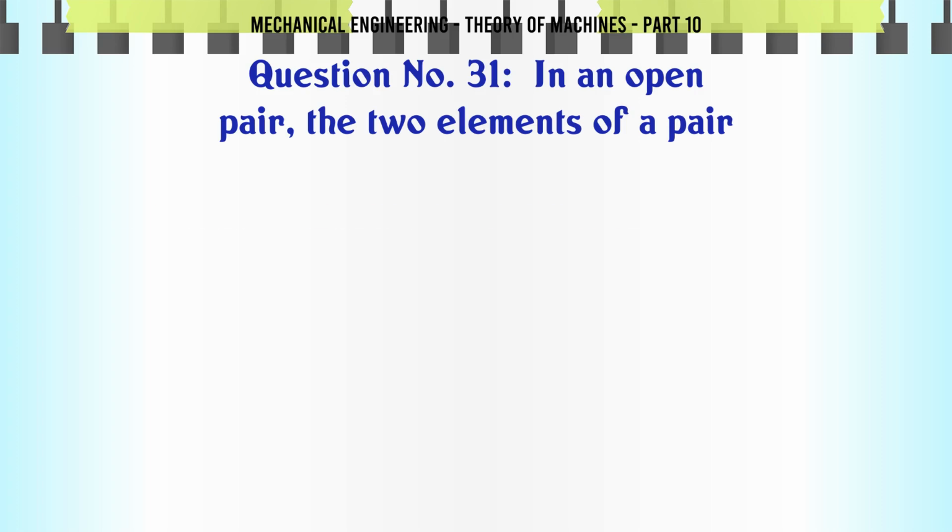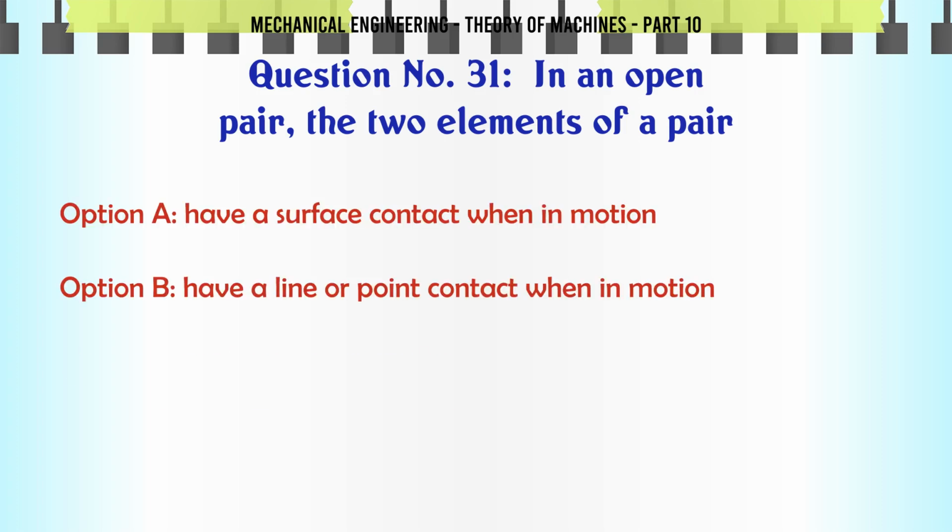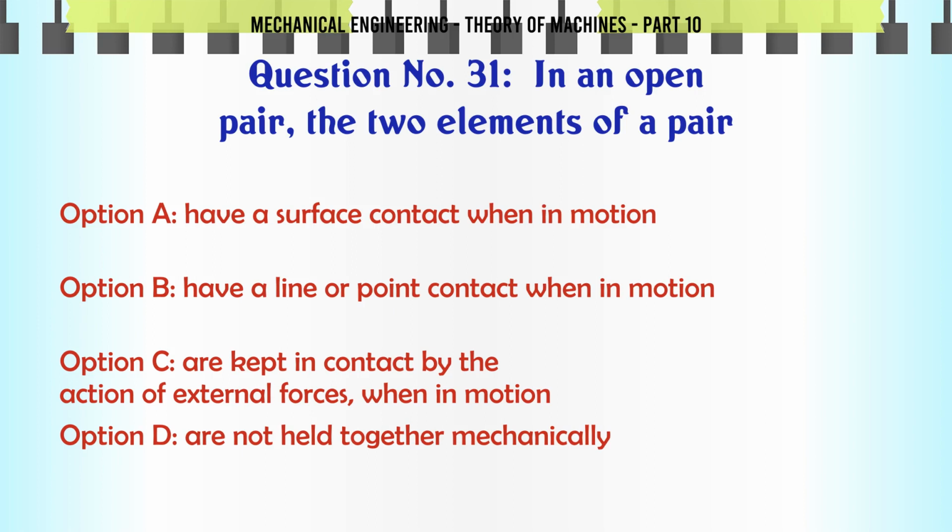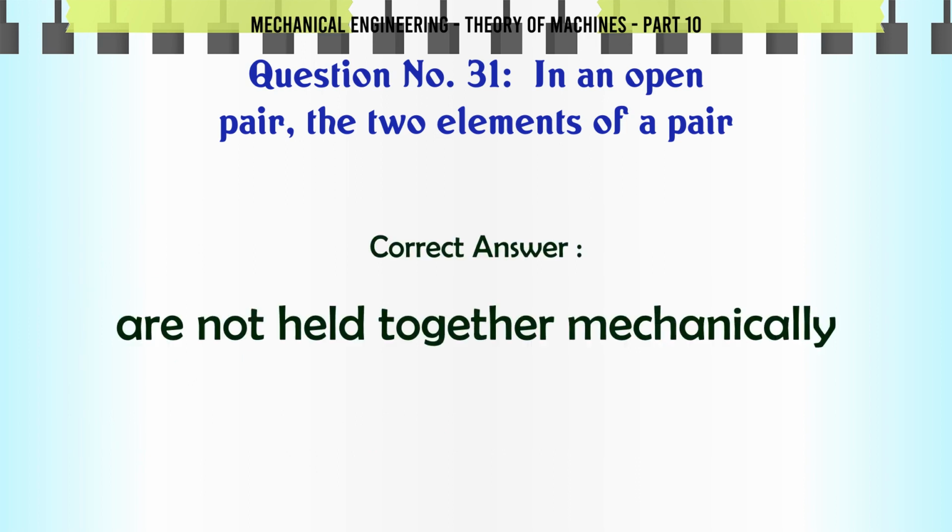In an open pair, the two elements of a pair: A. Have a surface contact when in motion. B. Have a line or point contact when in motion. C. Are kept in contact by the action of external forces when in motion. D. Are not held together mechanically. The correct answer is are not held together mechanically.